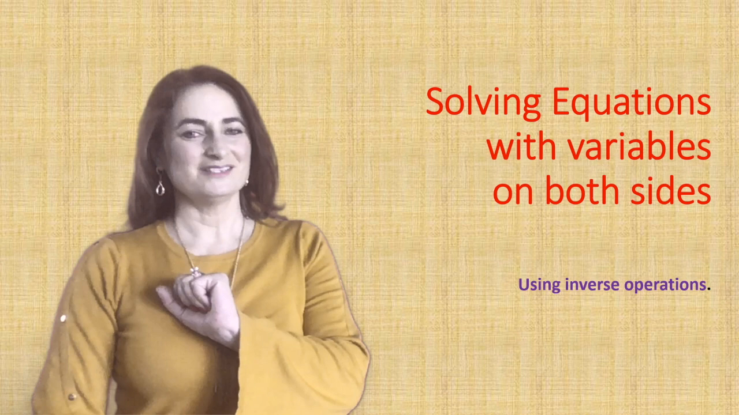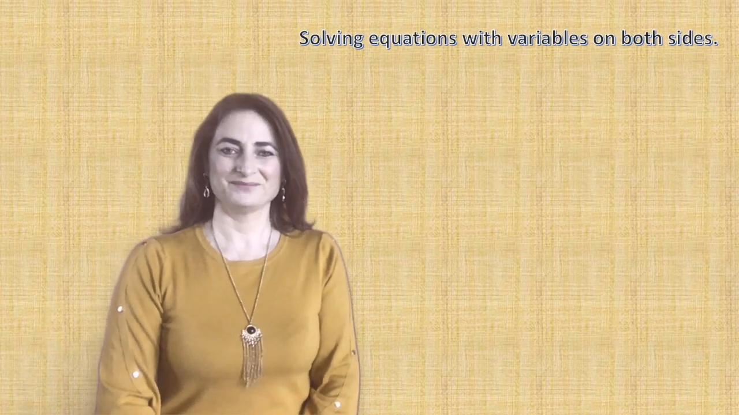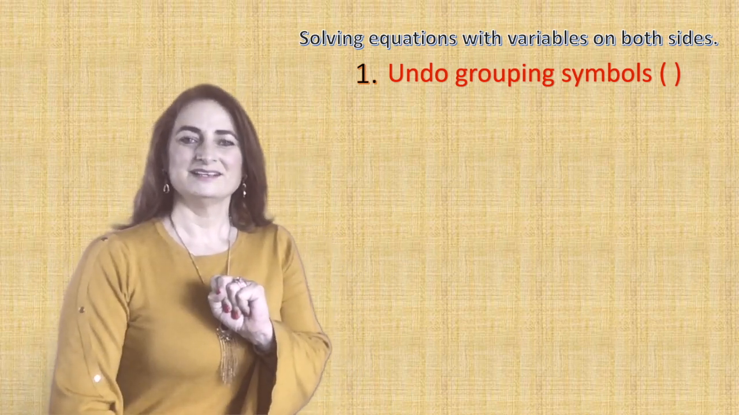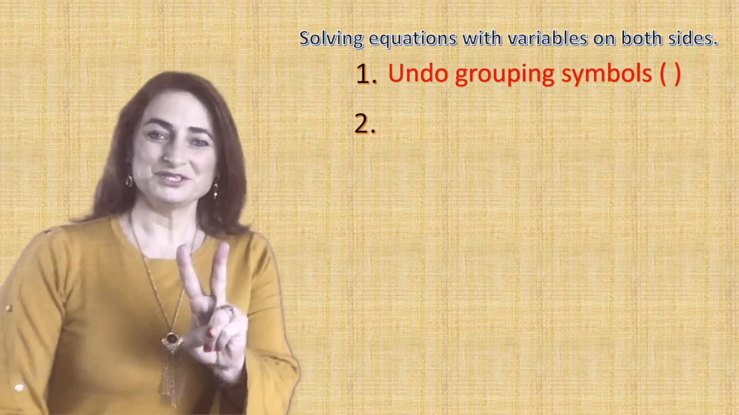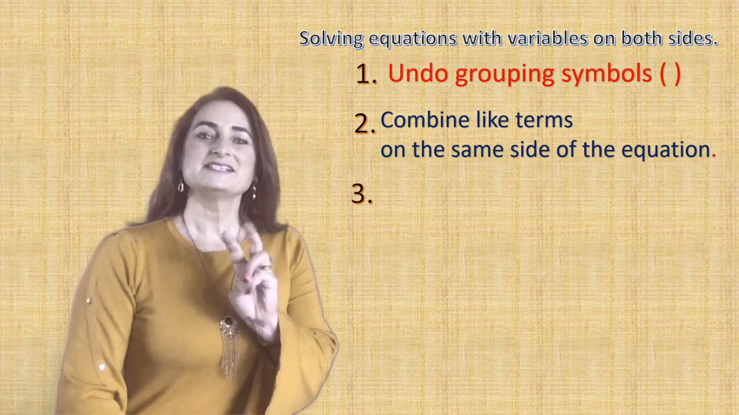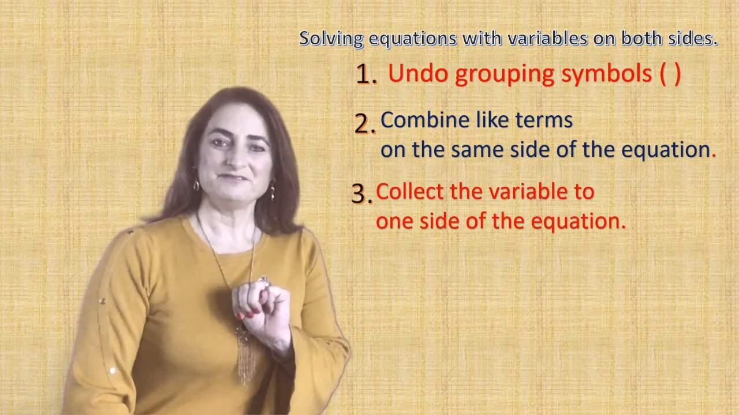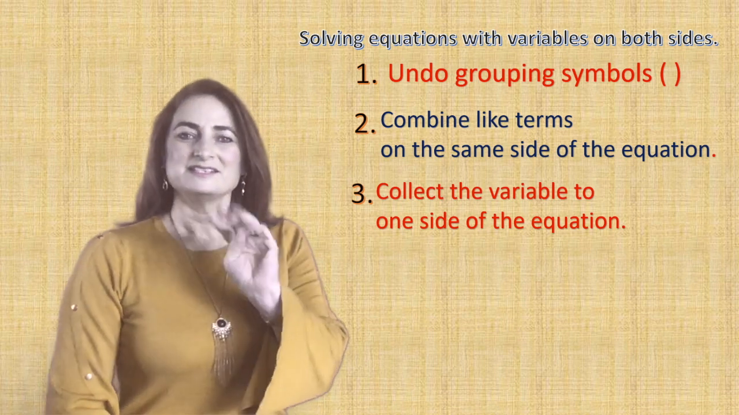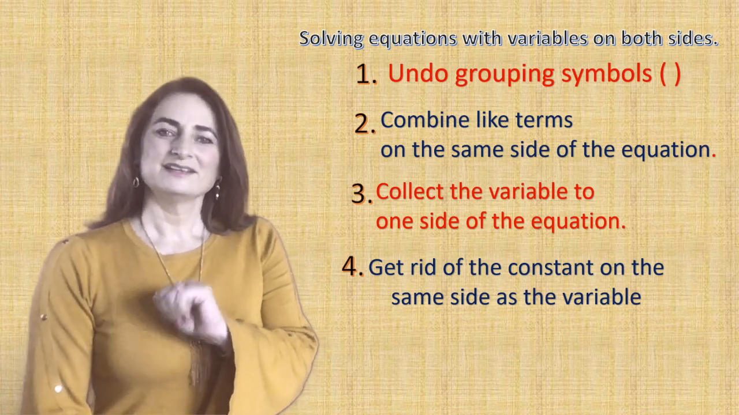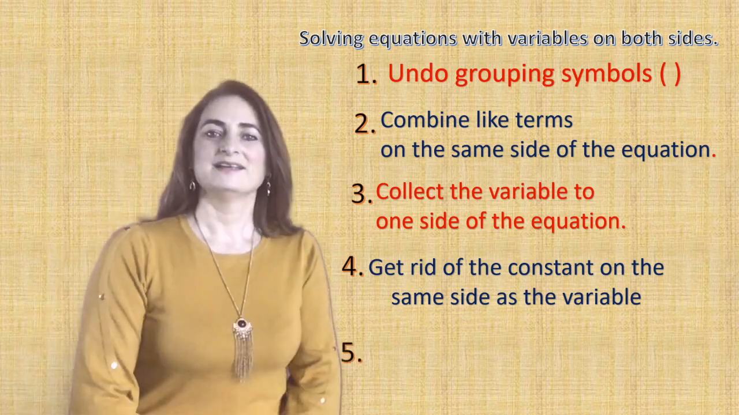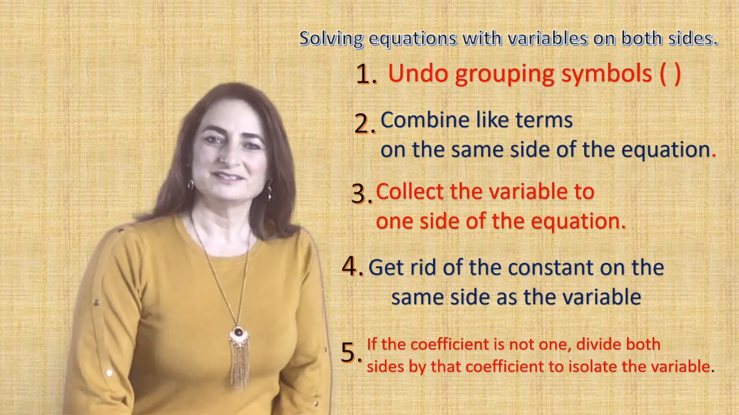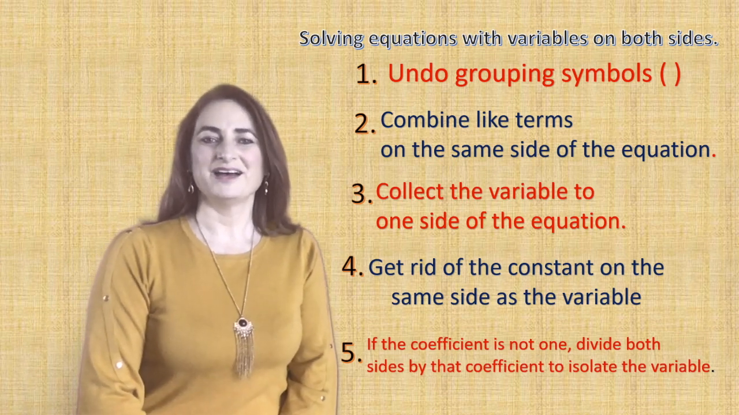Today we will be solving equations with variables on both sides of the equation using inverse operation. If you can follow those 5 easy steps, I guarantee you will get your answer right. Step number 1, undo parentheses using distributive property. Step number 2, combine like terms on the same side of the equation. Step number 3, collect the variables to one side of the equation. Step number 4, if there's a constant on the same side as the variable, get rid of that constant using inverse operation. Step number 5, if there's a coefficient other than 1 with the variable, divide both sides of the equation by that coefficient.